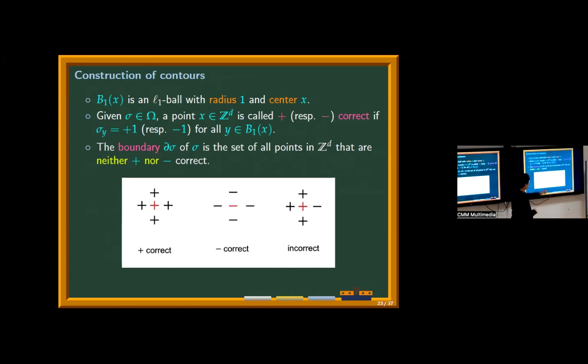For a given configuration of plus and minus, each point I'm going to call plus correct, minus correct, or otherwise incorrect. It is plus correct if the point itself and its neighbors in the ball are all plus. Minus correct is if everything is minus, the neighbors and the point itself. It's incorrect otherwise. So this is plus correct, minus correct, and incorrect. I'm calling the boundary of a configuration all the points that are not correct, all the points that are incorrect. This is what we call the boundary.